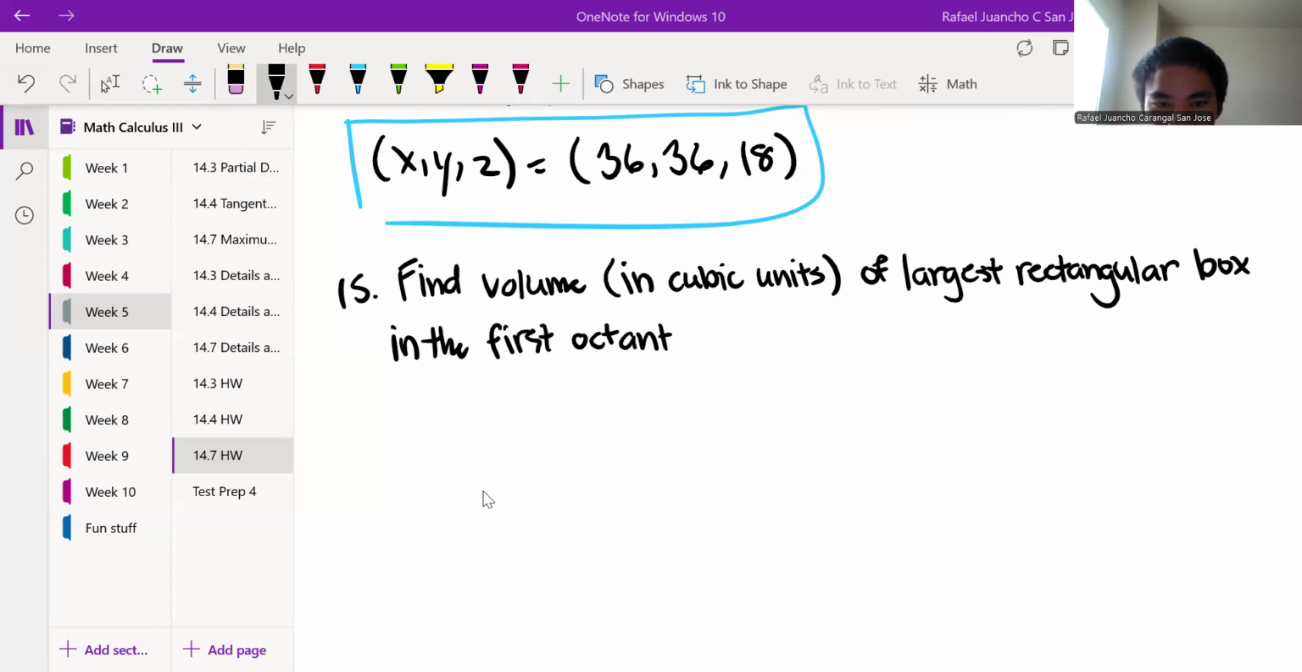That's interesting. It's asking for the volume of the largest box in the first octant with 3 faces in the coordinate planes, 1, 2, 3, and one vertex in a particular plane that we cannot visualize. So with 3 faces in coordinate planes.